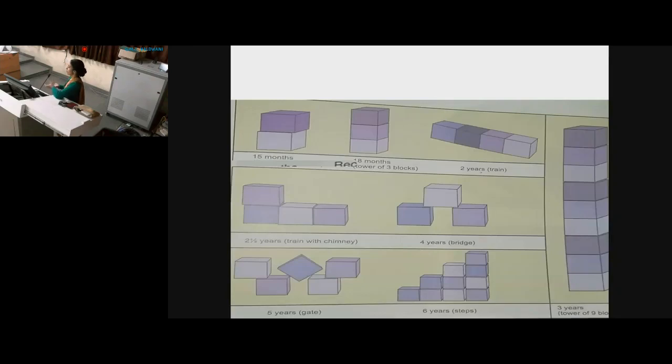Now, an easy way, whenever we have this developmental assessment, is to keep a cube, keep some rows of blocks. That is very easy to assess because even if you don't remember all the other milestones, for fine motor, if you're able to make a tower of 2 cubes at 15 months, 3 at 18 months, 2 years he can make a train, 2.5 years train with chimney, 3 years 9 blocks, 4 years bridge, 5 years he can make a gate, at 6 years he can make steps. So giving a child blocks and telling them to make something is an easy way to do a developmental assessment, with about 8 to 10 cubes.